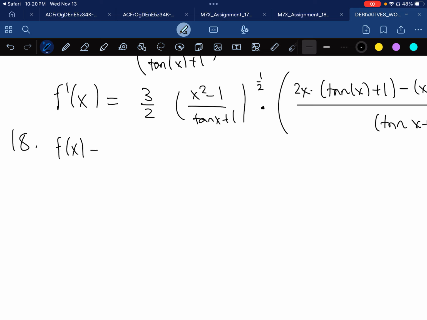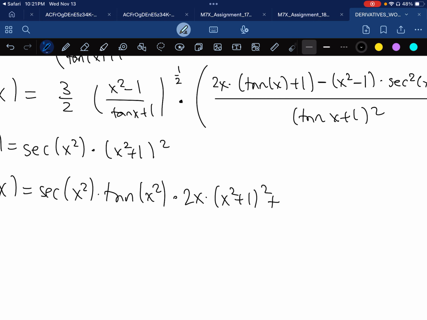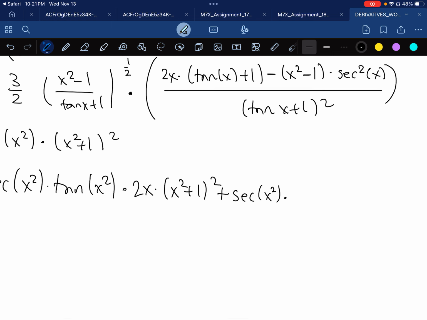f of x is equal to secant of x squared times x squared plus 1 squared. f prime of x is going to be equal to, this is the product. The derivative of secant, if you remember, is secant tangent. We're going to write the inside and multiply by the derivative of the inside. And we're going to multiply now by our second function because it's product rule, plus our original left function times the derivative of the right.